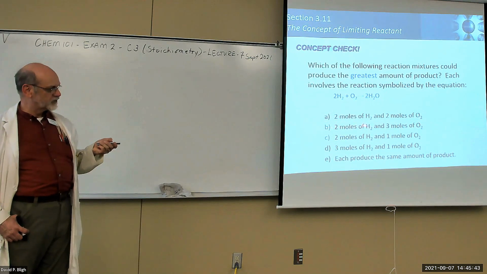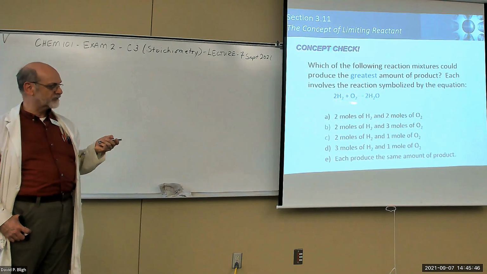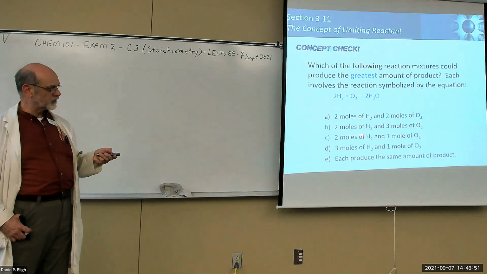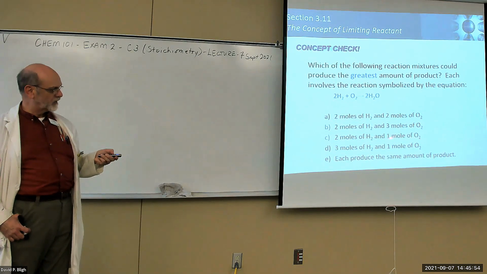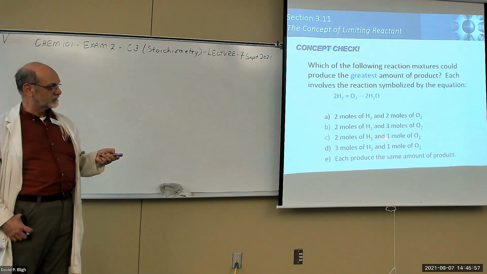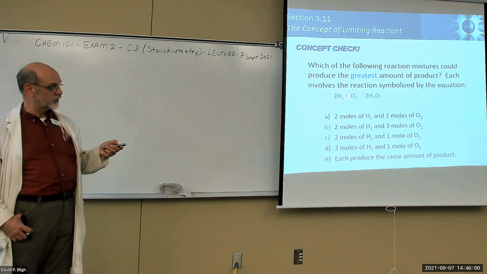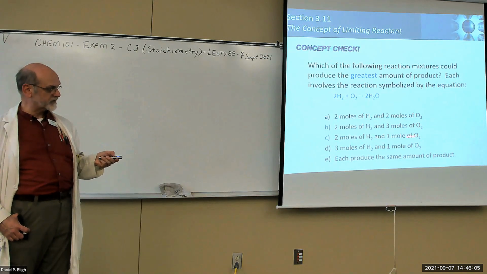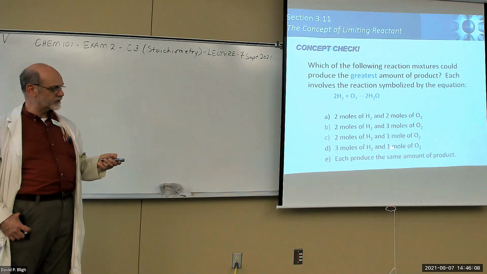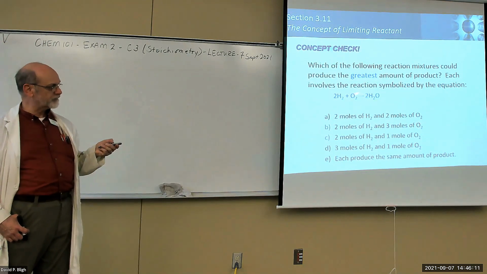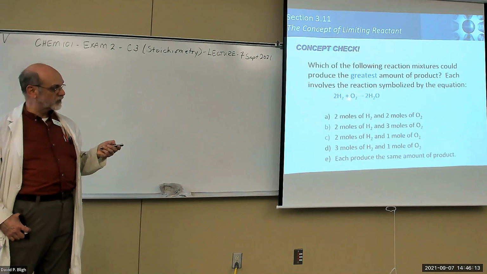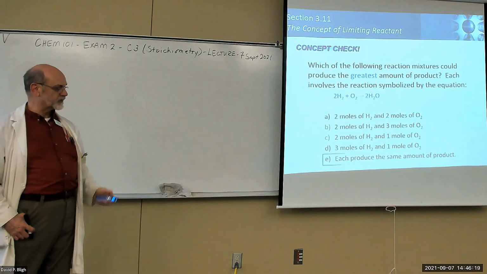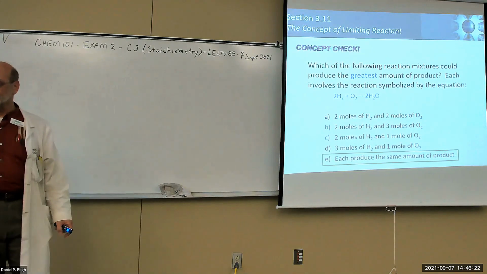How about this one? 2 plus 3, same deal. Hydrogen runs out first. You can only produce 2 moles of water. How about this one? 2 moles of hydrogen and 1 mole of oxygen. Well, which one runs out first this time? Actually, that's stoichiometric. 2 to 1 makes 2. So this one makes the same amount as that one. How about this one? 3 moles of hydrogen, 1 mole of oxygen. Oxygen runs out first, but the ratio is 1 to 2. So with 1 mole of oxygen, you get 2 moles of water, same. That's why the answer is each one produces the same amount of product.